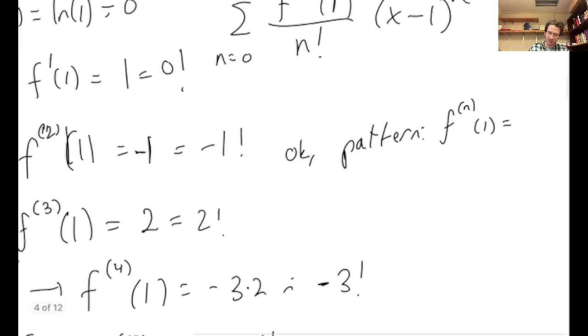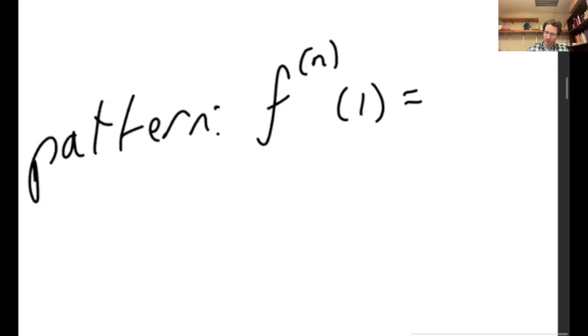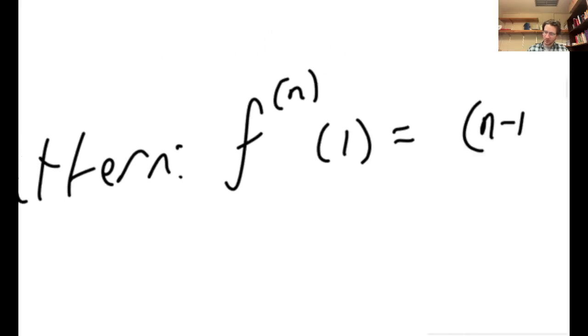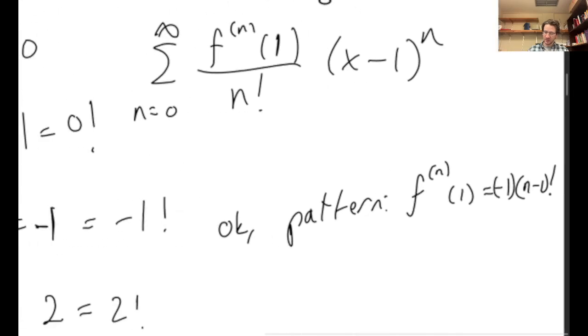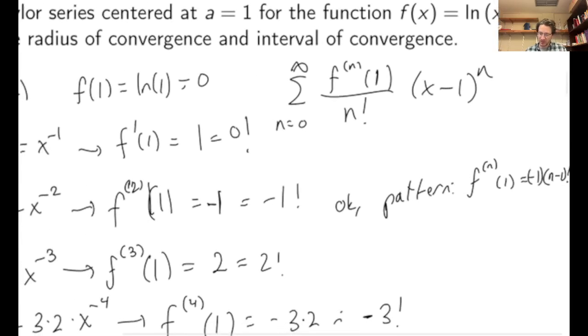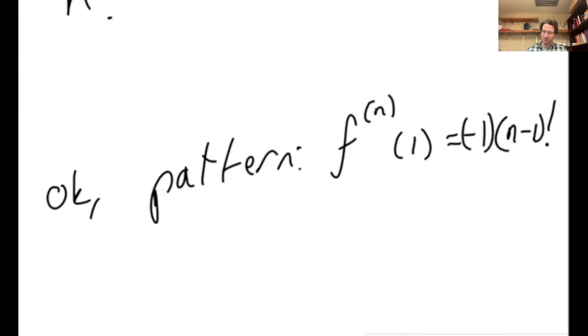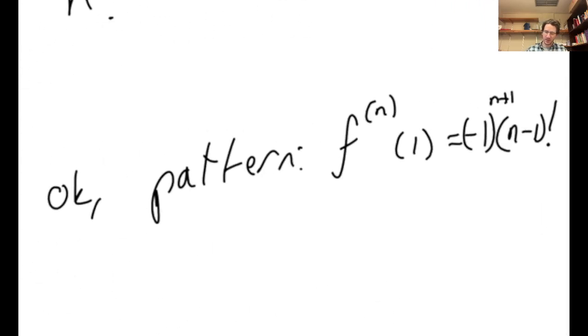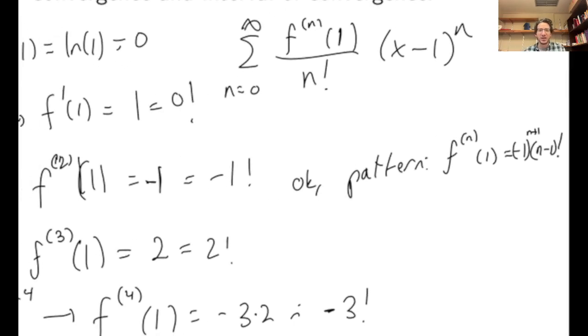So it looks like we're getting something like n minus 1 factorial. And then we have a minus 1 to the, well, is it to the n plus 1? We need to decide on that as well. So with the first derivative, I got something positive. Second derivative, negative. Third derivative, positive. So that looks like an n plus 1 to me. And always check your pattern once you have it written down. Plug in n equals 1, 2, 3, 4, just to make sure.